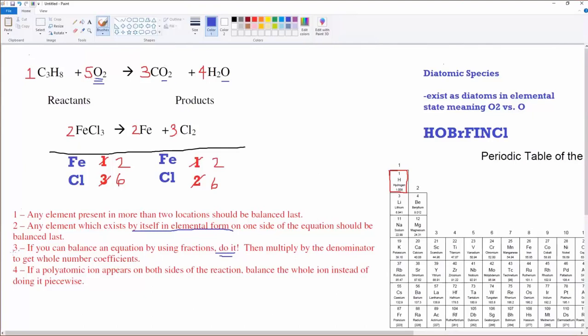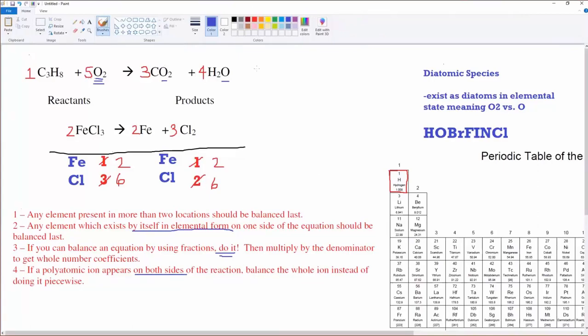You probably were taught in a previous chemistry class never to use fractions, and the answer is you can't submit your final answer as a fraction, but you can absolutely use a fraction as a stepping stone to get to the right answer. Rule 4: if a polyatomic ion appears on both sides of the reaction, balance the whole ion instead of doing it piecewise. It won't always appear on both sides, but if it is, then you can just balance 3 nitrates here, 3 nitrates there. And you don't have to count individual nitrogen and oxygen atoms because that is a pain.